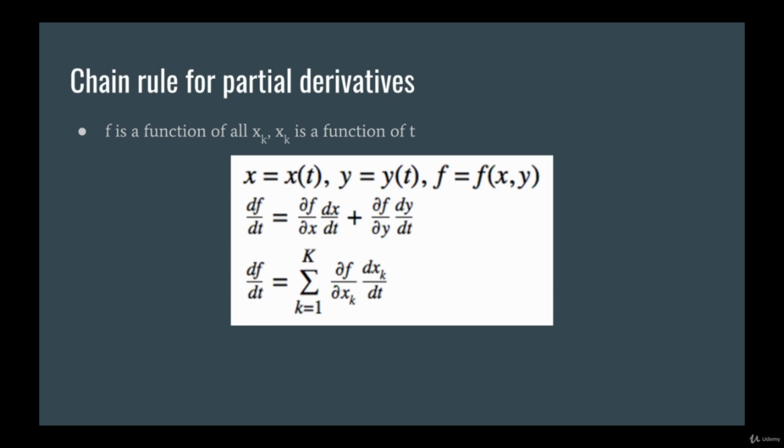The next thing we have to make use of is the partial derivative chain rule. This involves the sum and product. In particular, if x is a function of t and y is a function of t, and f is a function of x and y, then we can write the total derivative, which is df by dt, as the sum of the products of each individual component derivative. And of course, we can extend this idea to any number of variables, and we're calling that k here for obvious reasons. So f is a function of all xk, and all xk are a function of t.